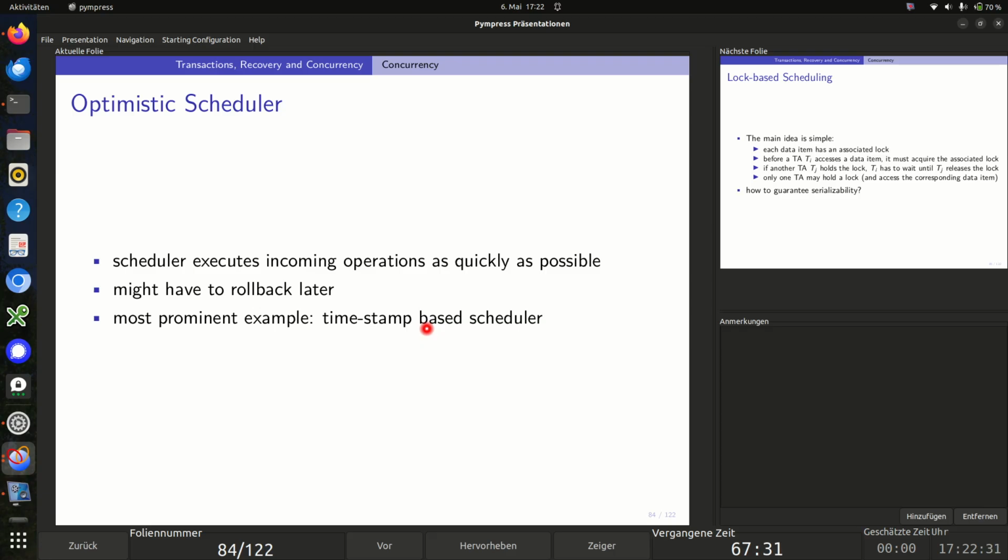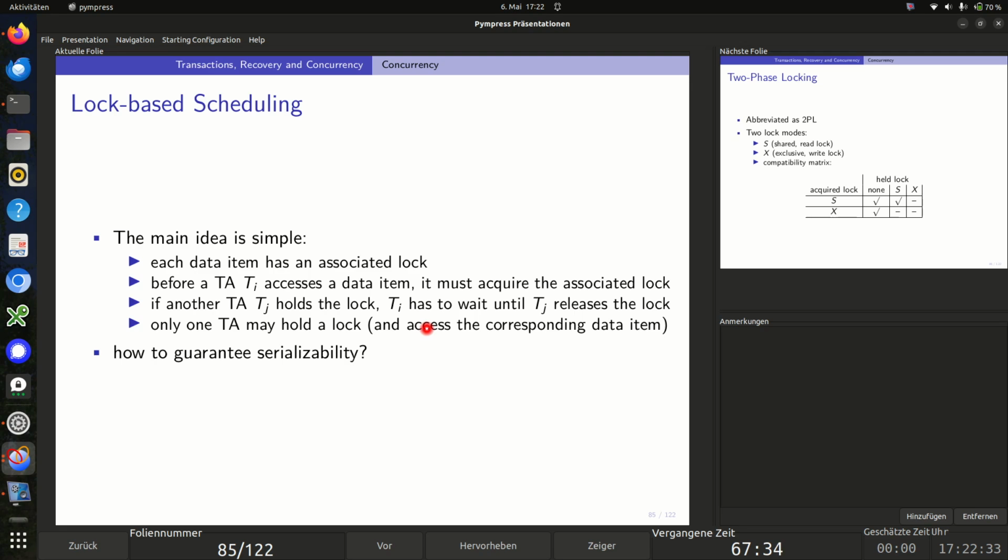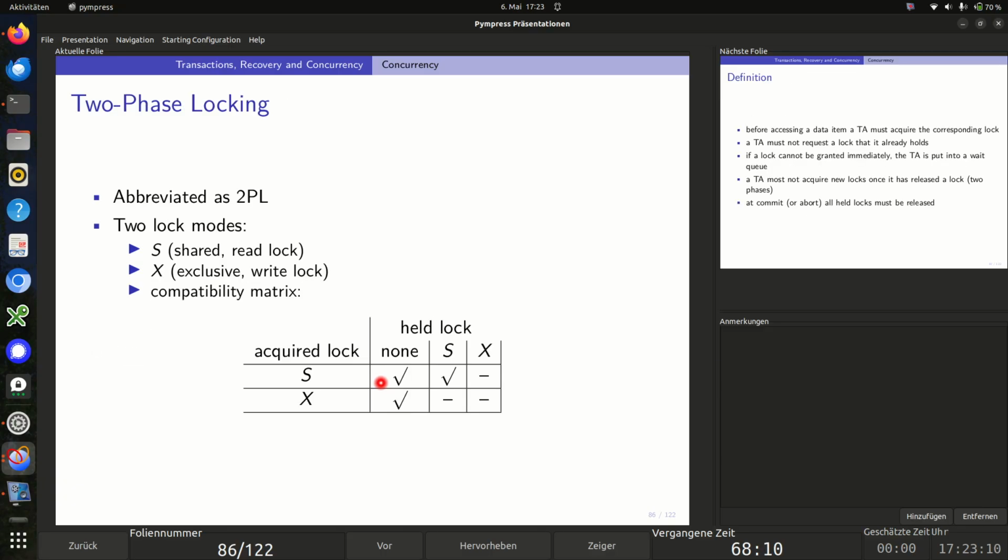Today I want to show you locks. I've shown you all the single items like reading A, reading B, reading X, reading Y, reading Z. Now assume that every data item has one lock. Before we can access it, we must acquire the lock, and if someone else has the lock, the other transaction must release it. How can we use locking to gain serializability? I want to show you two-phase locking.